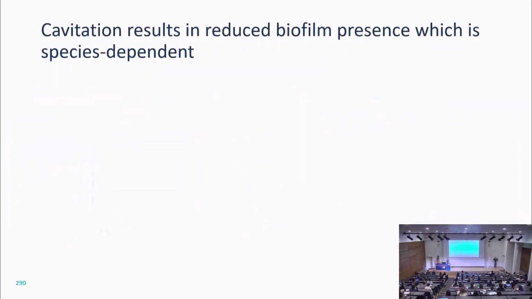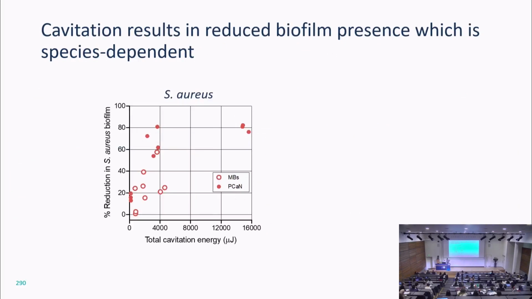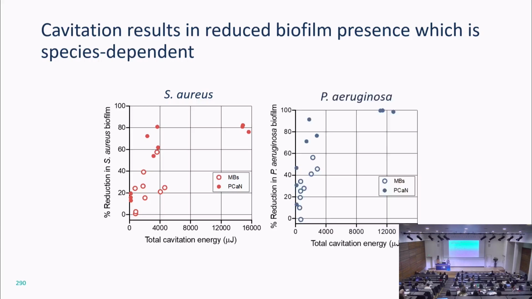What I saw is that with increasing cavitation energy, and the x-axis here is just an integration of all of the received cavitation emissions over the exposure duration, and the y-axis is the reduction in biofilm presence determined through the microscopy images. As we can see, with more cavitation energy, we get more reduction in biofilm presence, which is dependent on the species. So we get more reduction in Pseudomonas than we do in Staph, indicating that potentially more ultrasound dose is required to treat different types of infections.